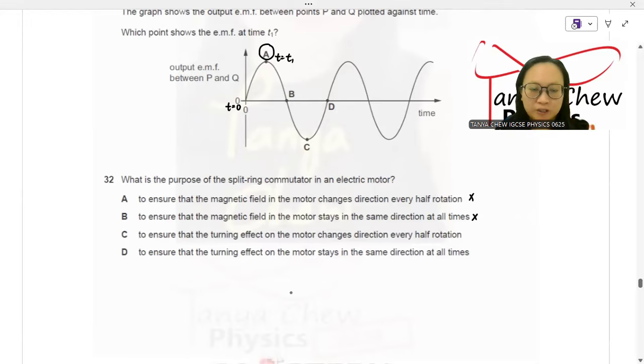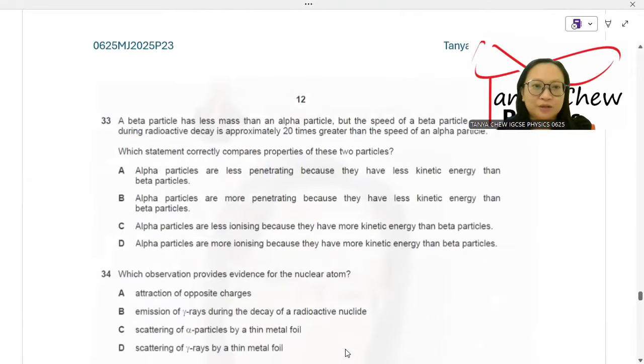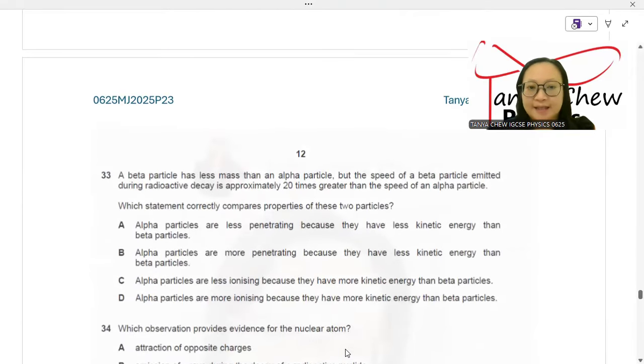The split ring commutator is to reverse the direction of the current flow in the coil in order for the electric motor to turn in one direction only. C, to ensure that the turning effect on the motor changes direction every half rotation. No, not changing direction. Make sure that it turns in the same direction. D, to ensure that the turning effect on the motor stays in the same direction all the time. Yes, correct. Number 33.